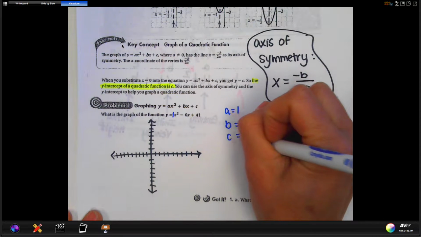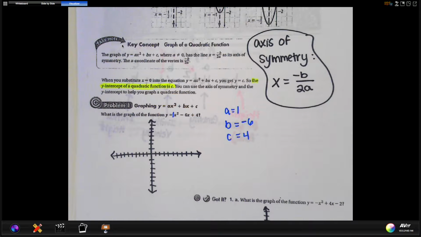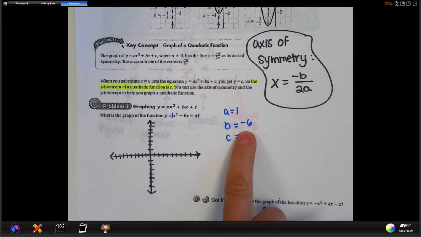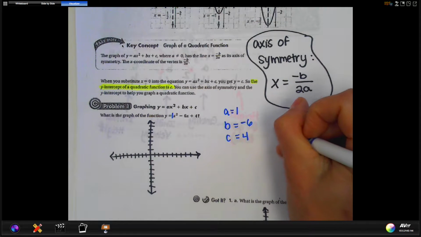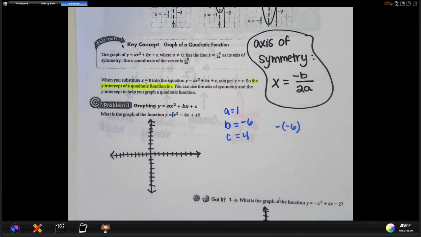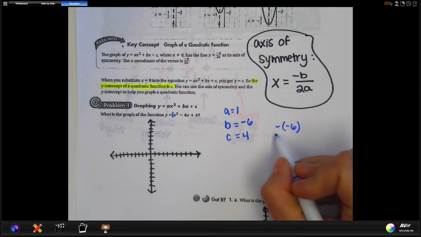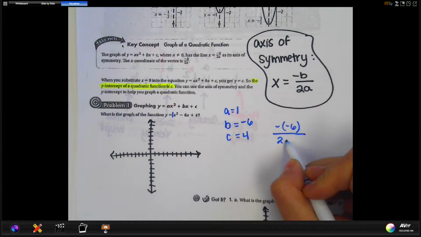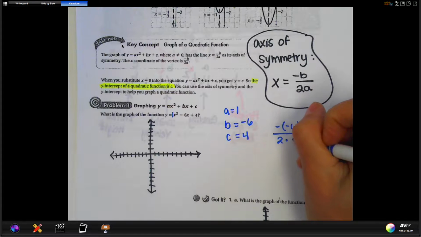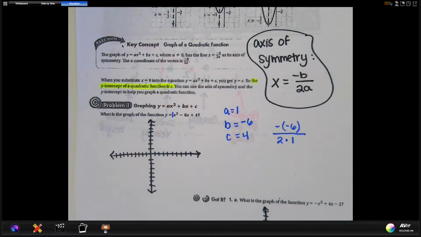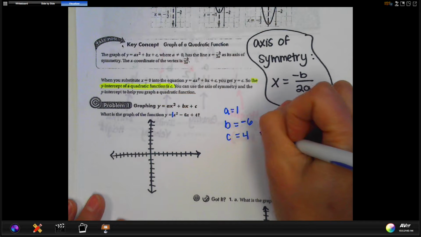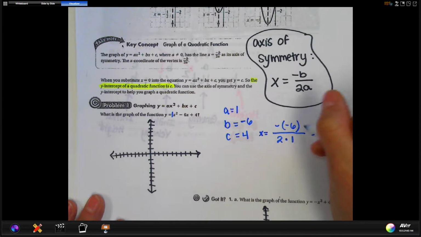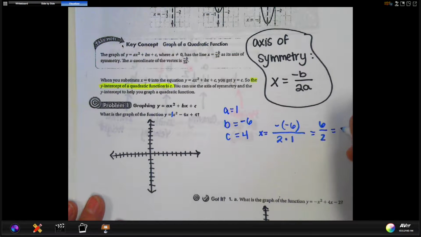4. Okay, so to do the axis of symmetry and use our formula, it's negative b, but b is -6. So it really is -(-6). So it's positive, right? Divided by 2, 2 is always there, times a, so times 1. So I just wrote it all out since this is our notes here. And it's x equals that. And so then that equals +6, right? Over 2 times 1 is 2. So 6 over 2 is 3. So that's our axis of symmetry.